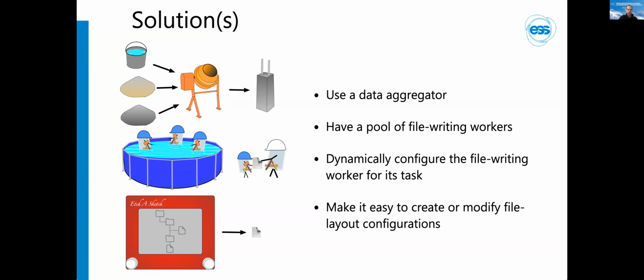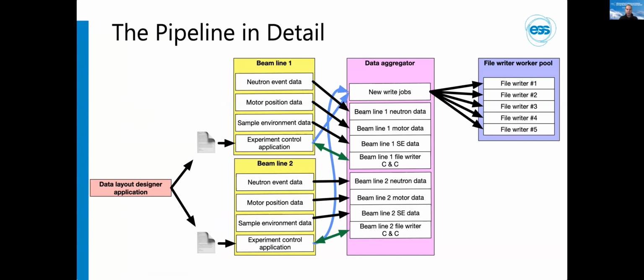Right, so let's look at the data pipeline in detail. At first we will have this graphical user interface application for designing the file layout, as mentioned. That provides us in practice with a JSON file that describes the file layout. Those JSON files, those template layout files, will be used by the experiment control application for each individual beamline. So each and every beamline will have its own instance of the experiment control application.